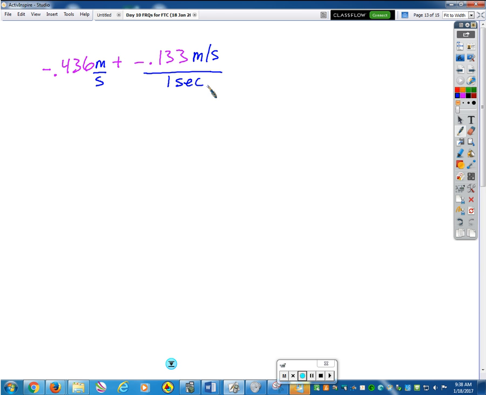Can one or two of the units make sense to you? One or two of the units make complete sense. I'm trying to get you to memorize that acceleration tells you how the velocity changes. A little hint: this is saying that if the acceleration remains constant at this value, and 1 second of time goes by, the velocity will be 0.133 meters per second more negative than the velocity currently is. That's what that means. Sarah, please.